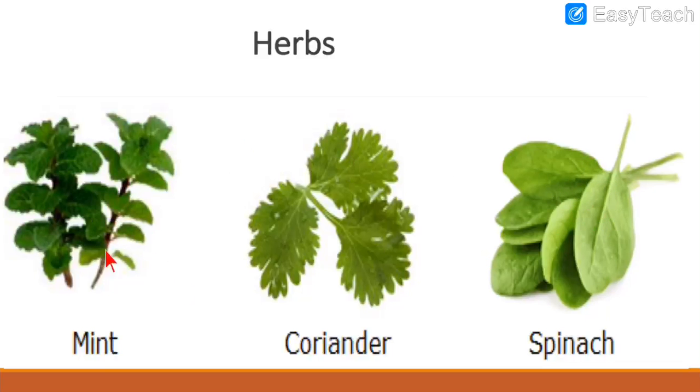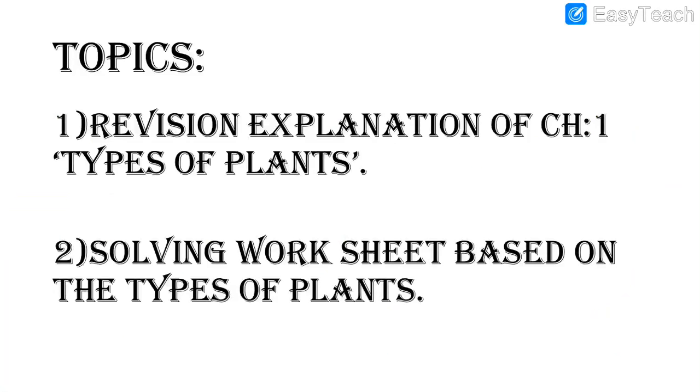So all these three, as you can see, are green vegetables. It will boost up your stomach. It will give a lot of energy, also improve your digestion. So these are the herbs. So what did we study today? In today's topic, we saw the explanation of lesson 1, types of plants. And in these types of plants, we saw the different types of plants: trees, shrubs and herbs.